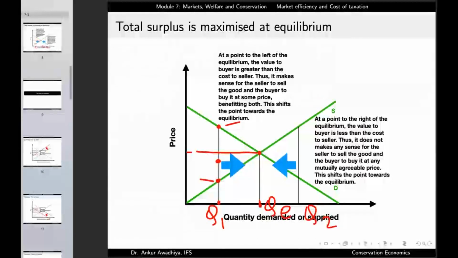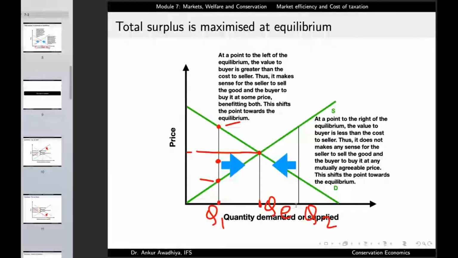And what we are observing is that to the left of the natural equilibrium, there is still a scope to increase the maximum surplus or the total surplus by undergoing a transaction at any mutually agreeable price. Now, if there is a scope to increase total surplus, it means that it is not a point where the total surplus is maximum. So it is telling us that at all the points to the left of the equilibrium, the total surplus is not maximum.